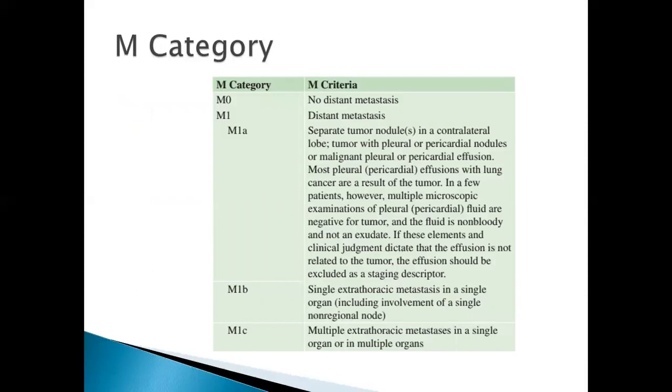Then we have the M category, M0, and then M1 subcategories. Make sure that if you do have distant metastases, that you go to the subcategories and assign one of those instead of just using the M1 category.